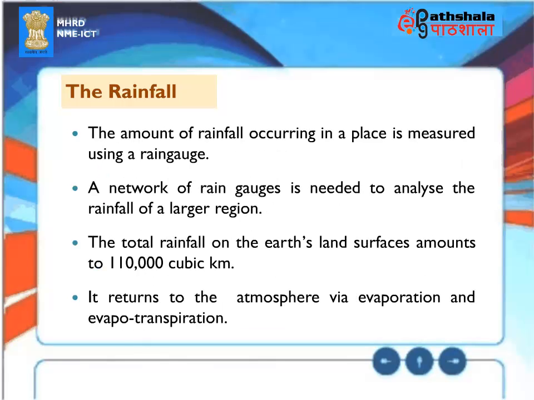The amount of rainfall occurring in a place is measured using a rain gauge. A network of rain gauges is needed to analyze the rainfall of a larger region. The total rainfall on the Earth's land surfaces amounts to 110,000 cubic kilometers. It returns to the atmosphere via evaporation and evapotranspiration.